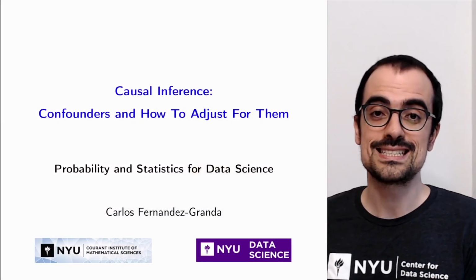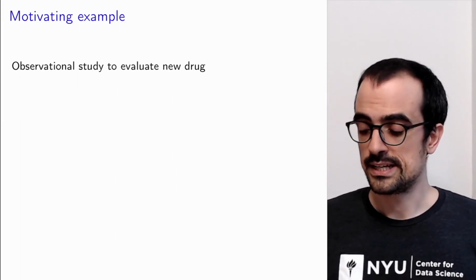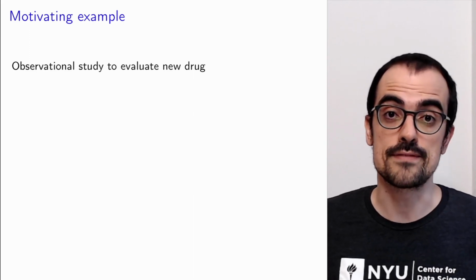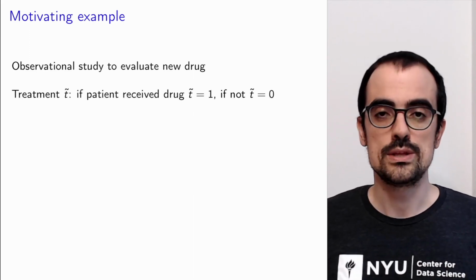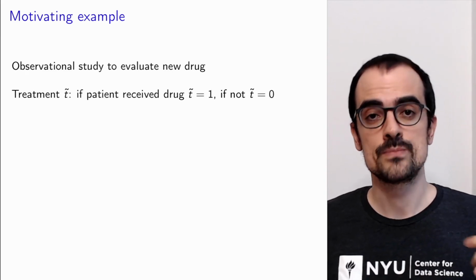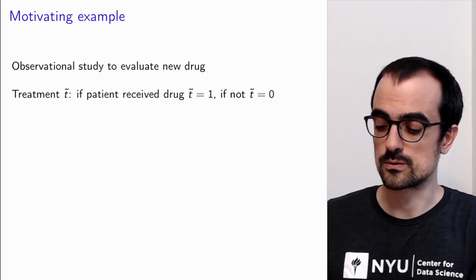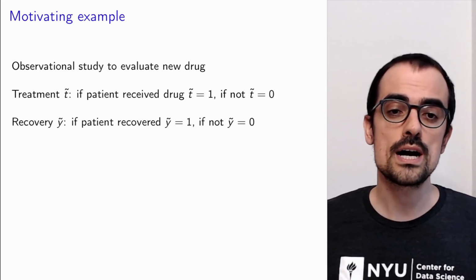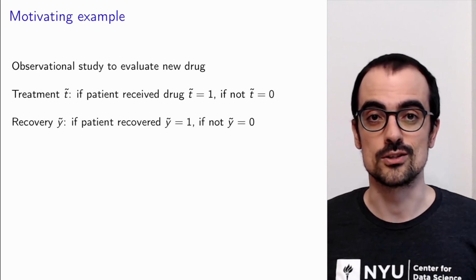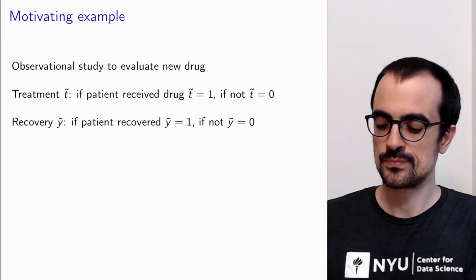We're going to use the same example as we used in the previous video on causal inference. It's this observational study where we want to evaluate whether a new drug is effective or not. We define a random variable T, which indicates whether each patient was treated or not. T equals 1 indicates that they received the drug. T equals 0 indicates that they did not. We have this other random variable Y, which indicates whether the patient recovered from the disease or they did not. Recovery is Y equals 1, non-recovery is Y equals 0.